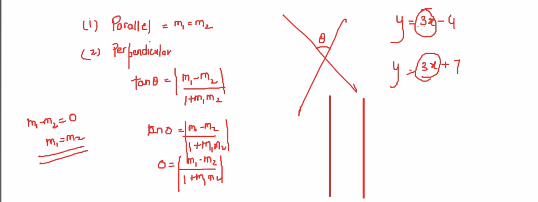The second condition is when the lines are perpendicular. There can be three cases: one when the lines are parallel, second when the lines are perpendicular, and third when they make some angle. We have seen that when they make some angle you need to calculate using this formula, but when they are parallel or perpendicular it's much easier to understand just by looking at the equations. Now we are looking at the perpendicular case.